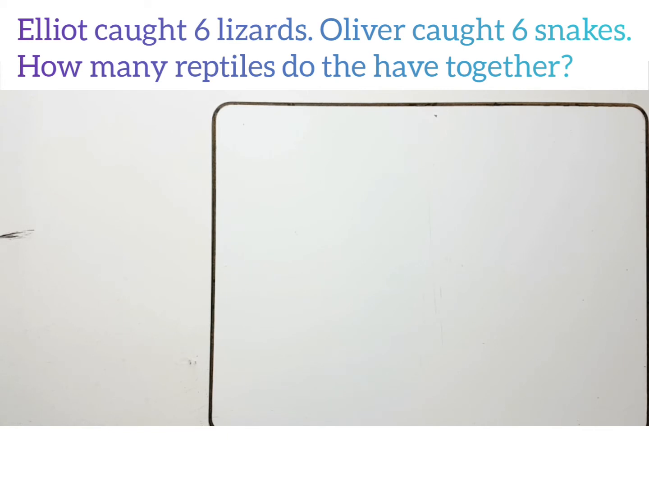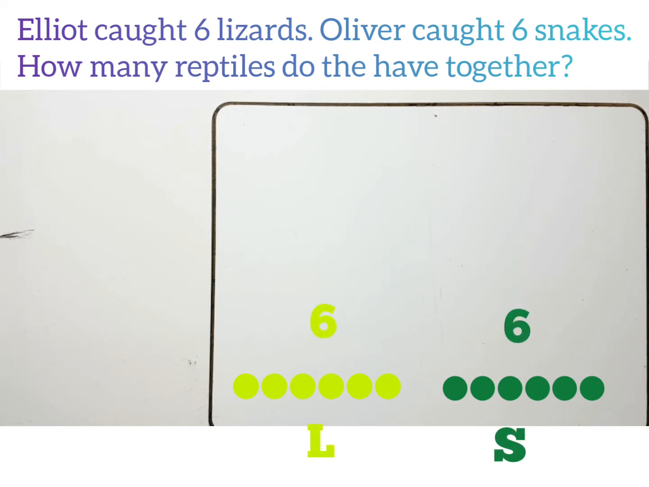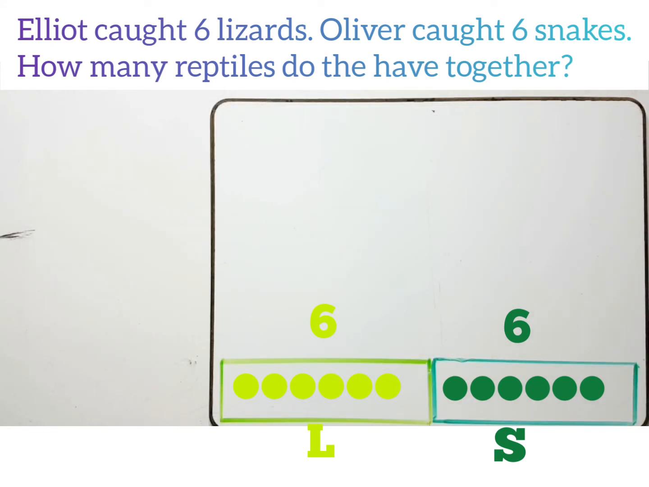So the first thing I'm going to do after reading is drawing. And I'm going to draw my lizards and my snakes. I'm going to label them, and I'm going to write the number for each one so they are easy to keep track of. The next step is to draw the boxes. So now that I have used my ruler to draw my boxes around my drawing, and now that they're easier to keep track of, let's focus on the number sentence and the total.